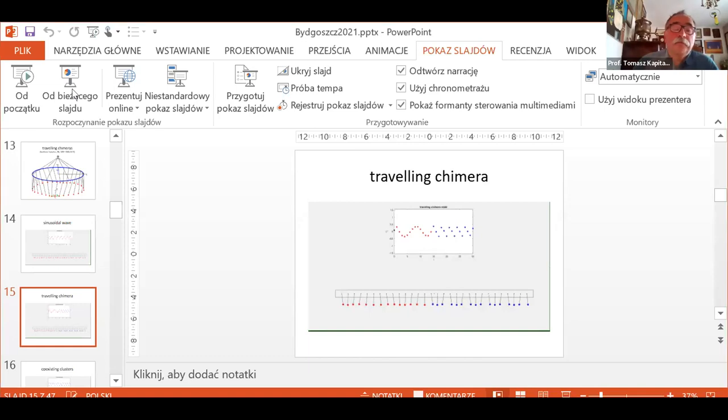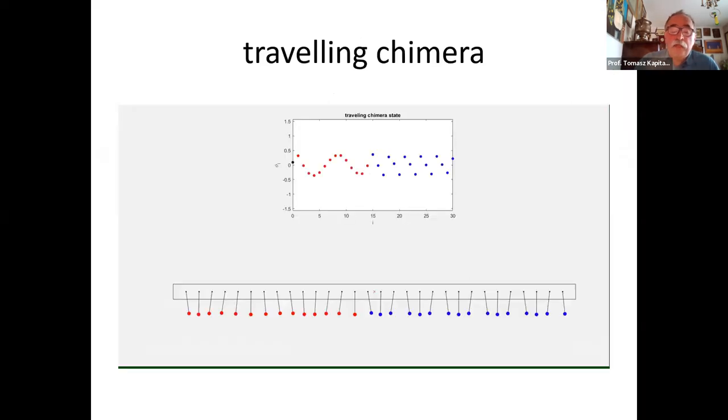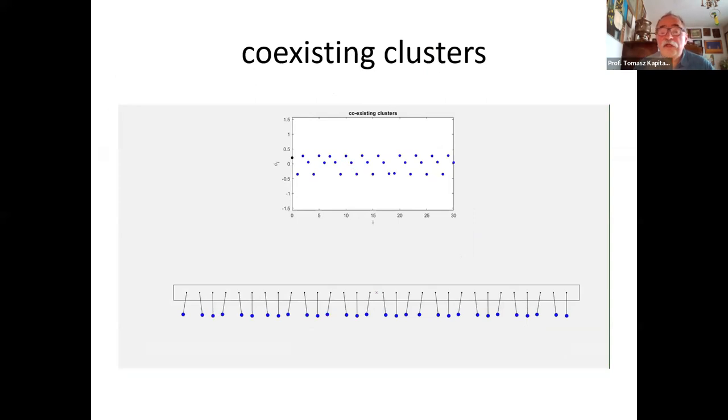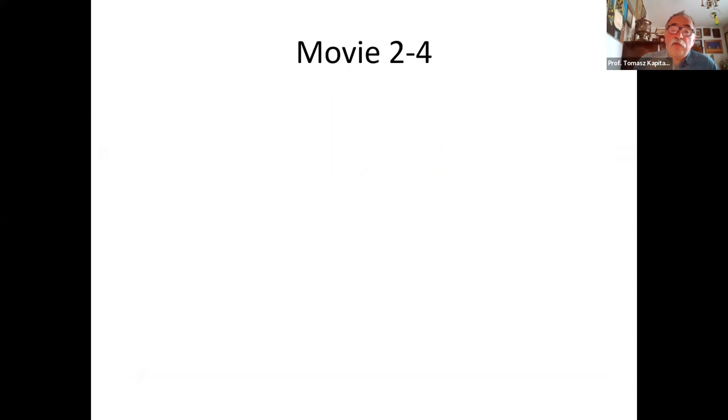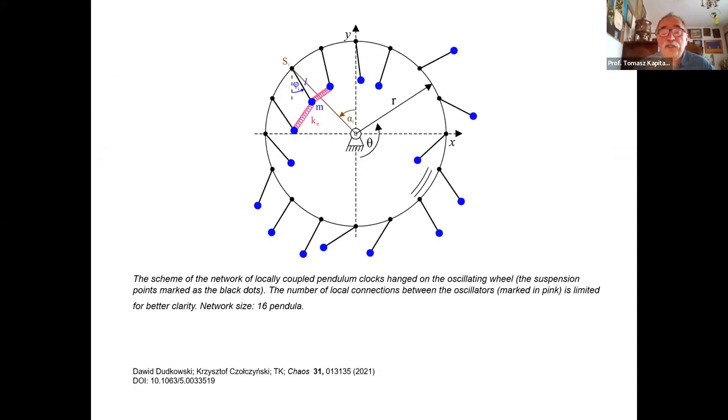Okay, so I will go to the main part of my presentation. Okay, so there is this case of traveling chimera states, and you can also observe another, I think, trivial state of two different coexisting clusters, which is not so interesting anymore, but still possible in this case. Okay, so I think I will skip two movies and I will show you another example.